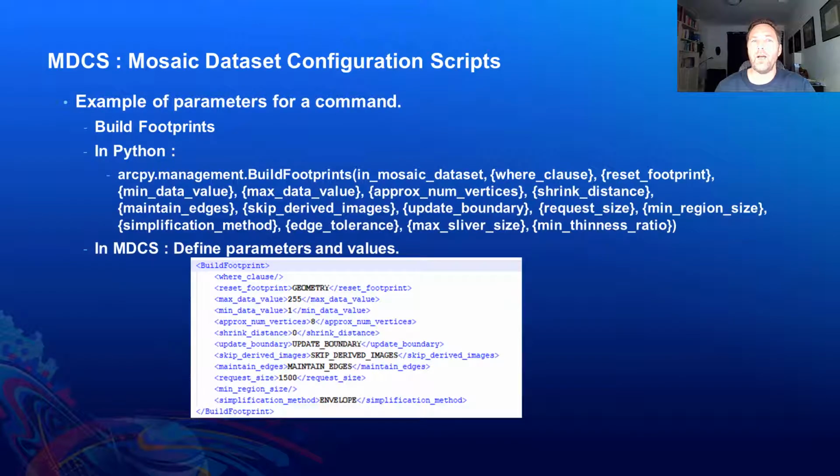This is an example of how build footprints in Python is defined as an ordered list. In MDCS, it is an XML with key values. You might notice there is a slight difference in the list of parameters between Python and MDCS. The list of parameters shown in Python is from the latest version of the GP tool. The MDCS script was written with an older version of the GP tools. The beauty of MDCS is that it will work with the new or older versions of Python.